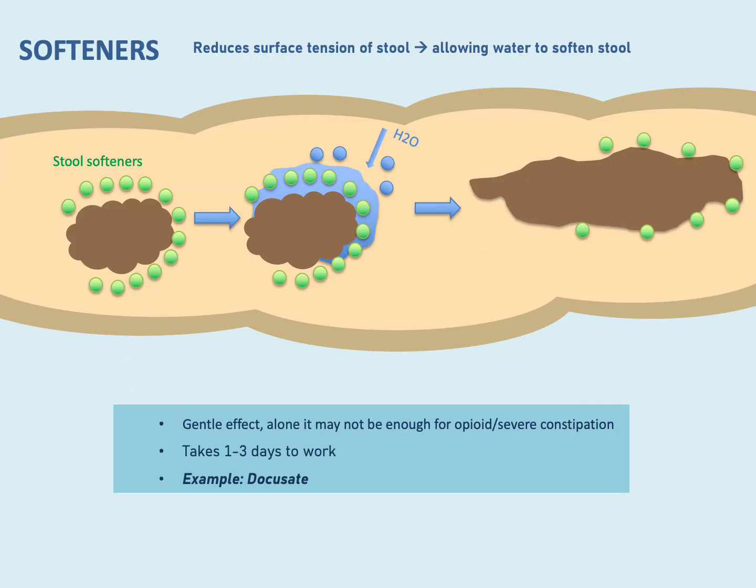And lastly, stool softeners, which essentially work by reducing the surface tension of the stool, and this allows oil and water to penetrate the stool much better. This softens the stool and helps to pass it along the bowel much more smoothly. They're quite gentle, and for severe cases of constipation or opioid-induced constipation, a stool softener alone might not be effective, and they also take a little bit longer to work, 1 to 3 days. An example of this is Docusate.